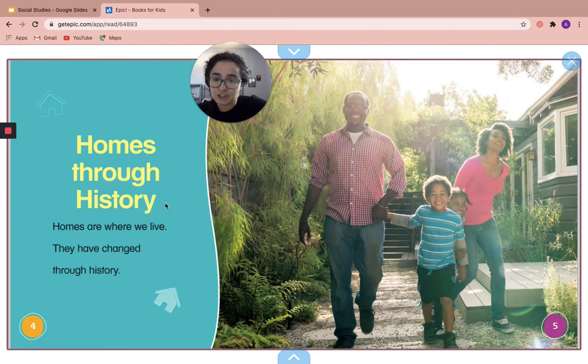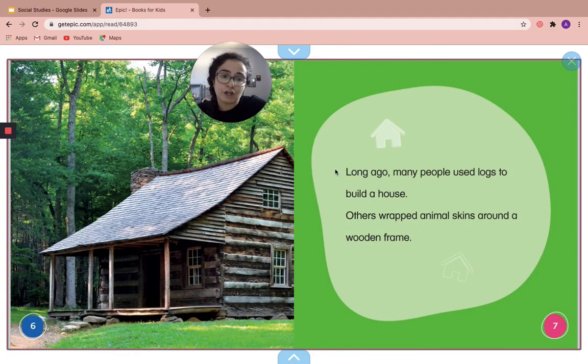Homes through history. Homes are where we live. They have changed through history. Long ago, many people used logs to build a house. Others wrapped animal skins around a wooden frame. This looks like a really cool house. Have you ever been in a house that was built of logs? I haven't. Alright, let's continue.